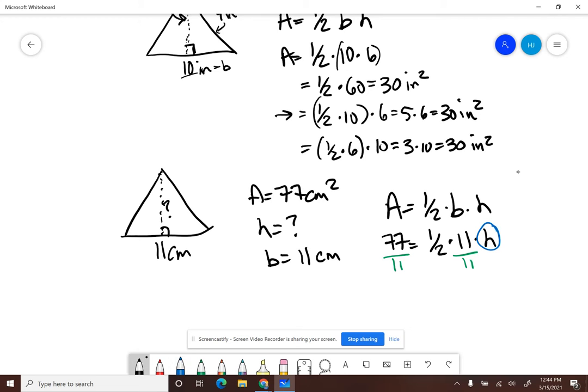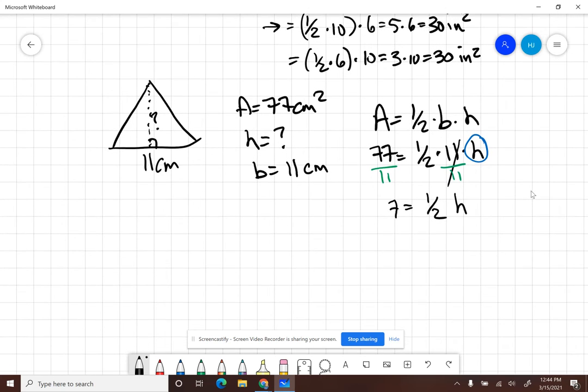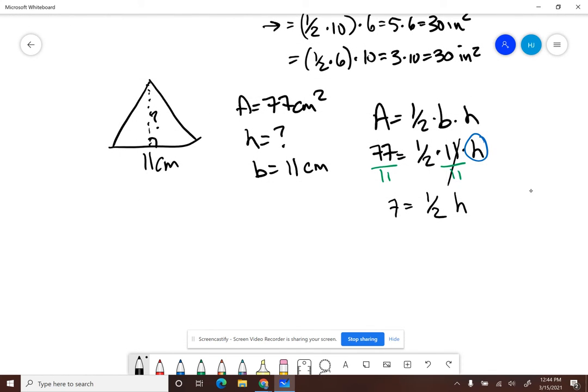So if I divide by 11 on both sides, I'm going to end up with 77 divided by 11, which is 7, equals 1/2. Again, this is kind of canceled out now, and I'm left with 1/2 of h. So you might be thinking to yourself, well, how in the world am I going to get rid of a half? Okay, so remember this half is being multiplied times h. So if somehow I could, through division, well, I could divide by 1/2, but dividing by a fraction, let's just think about that for a minute.